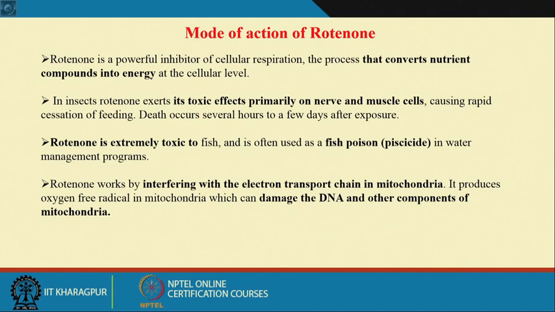So, in insects, rotenone exerts its toxic effect primarily on nerve and muscle cells, causing rapid cessation of feeding, and death occurs several hours to a few days after exposure.